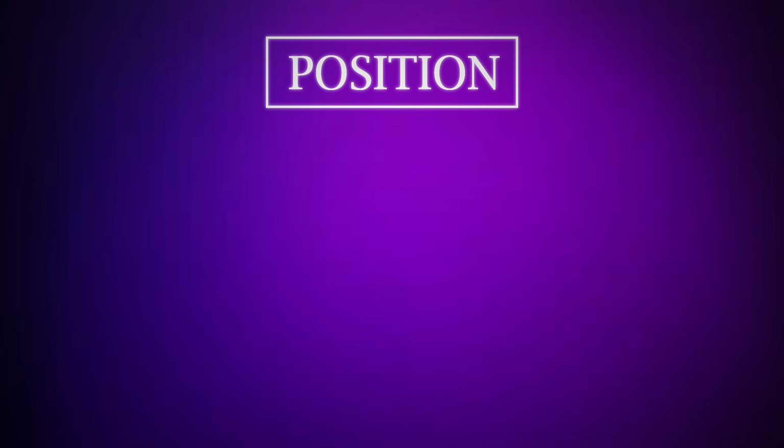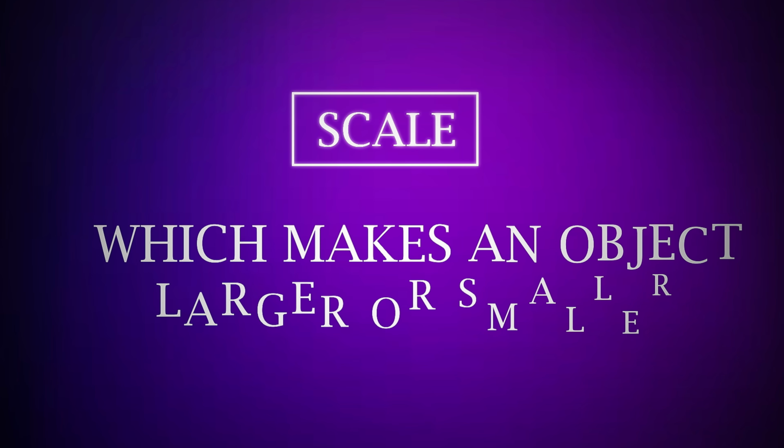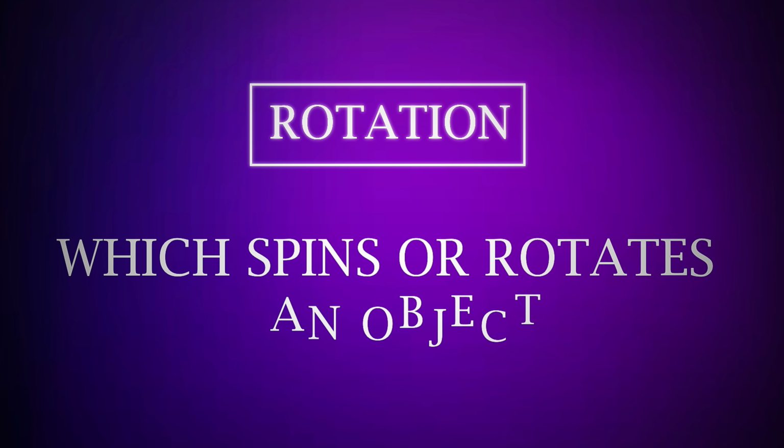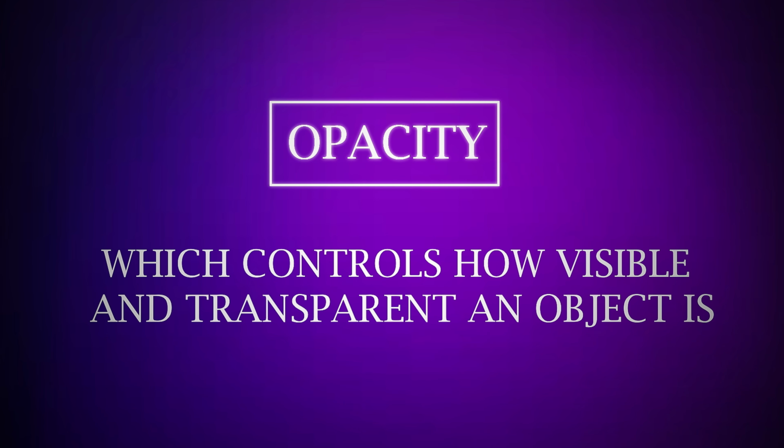So inside After Effects, almost every animation is created using one or more of these 4 properties. First is position, which moves an object from one place to another. Second is scale, which makes an object larger or smaller. Third is rotation, which spins or rotates an object. Fourth is opacity, which controls how visible or transparent an object is.